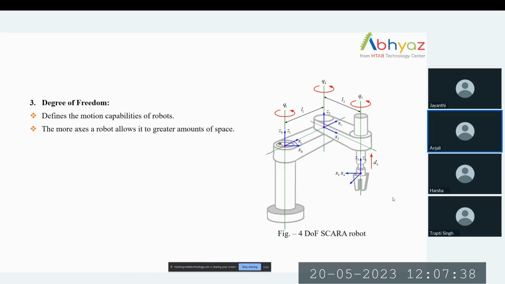The next thing is degree of freedom. It is defined by the motion capabilities of robots. It says in how many directions a robot can freely move. The more axes a robot has, the greater the work envelope it may have. You can see the degree of freedom in this star robot figure. This is the first joint, this is the second joint, this is the third joint. All three are rotational joints, and this is the prismatic joint. The rotational joints can move through 360 degrees, and the last one, the prismatic joint, can only move in an upward and downward direction.